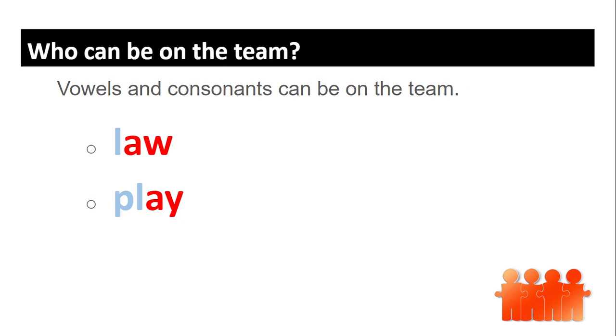Who can be on a vowel team? It can be vowels or consonants. A W is often considered to be a consonant letter, but when it's working with the A to produce the aw sound in law, it's actually acting as a vowel. The Y can be a consonant at the beginning of syllables, but when the Y is acting with a vowel, it's part of the vowel team, like in play.